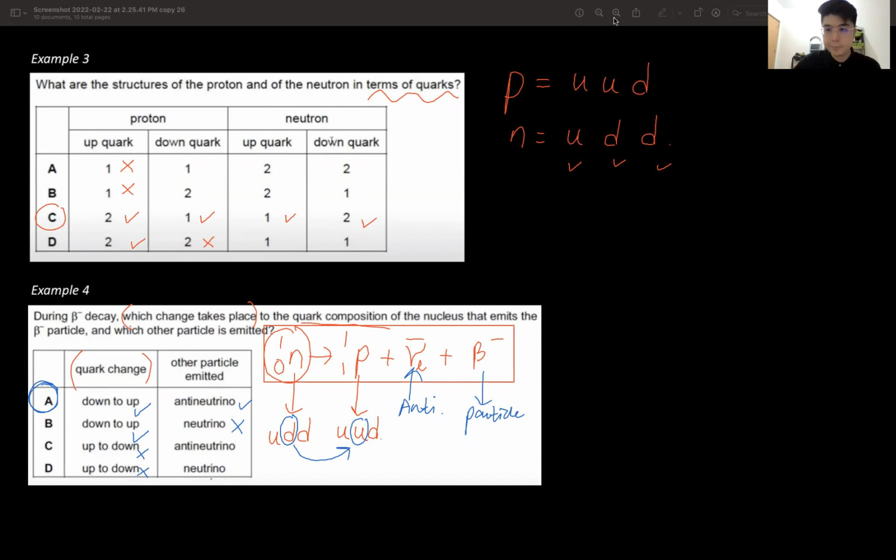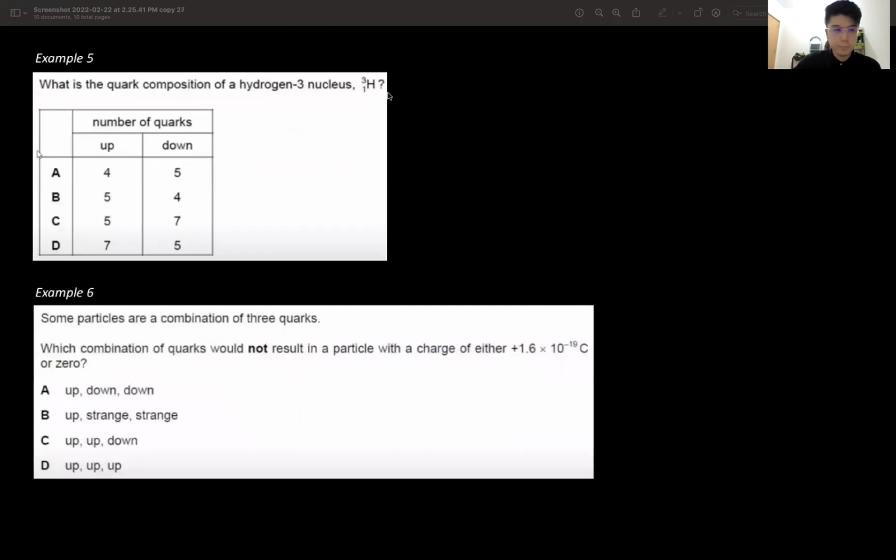Okay, number 5. What is the quark composition of a hydrogen 3 nucleus? 3 1. Okay, proton number 1 proton, neutron number 3 minus 1. We got 2 neutron. 2 neutron, 1 proton. Okay, 1 proton is made of UUD. 2 neutron, you got UDD, and you got another UDD.